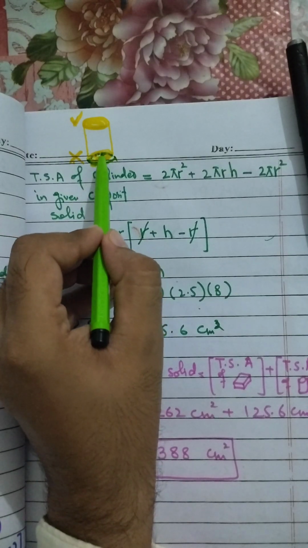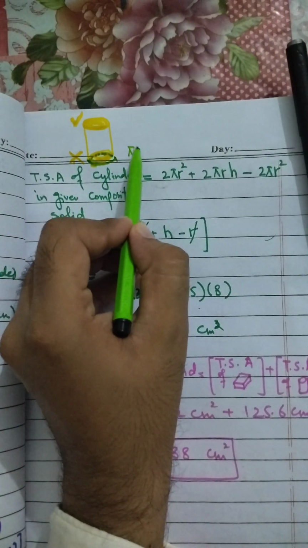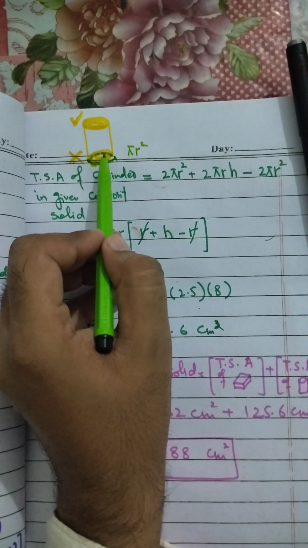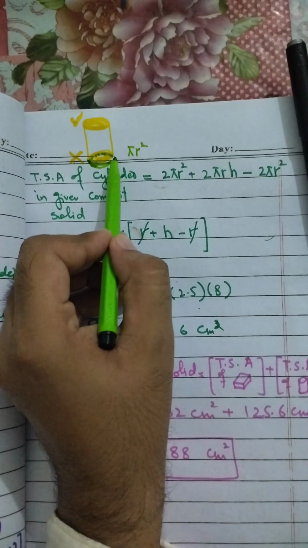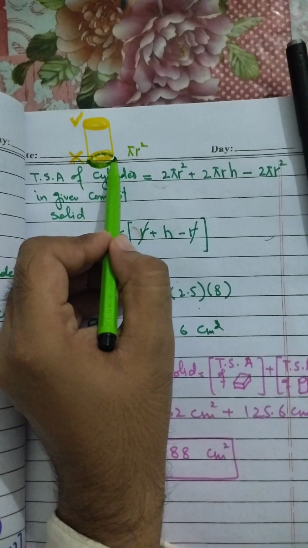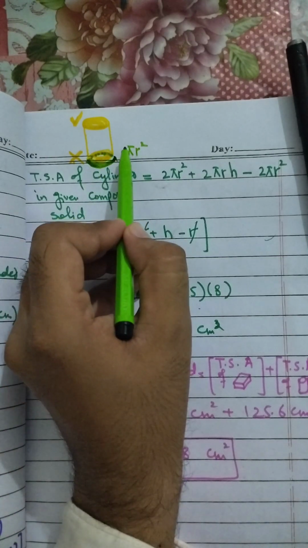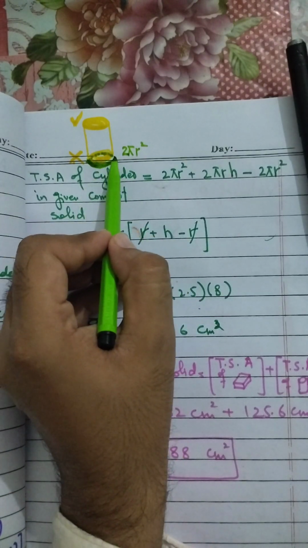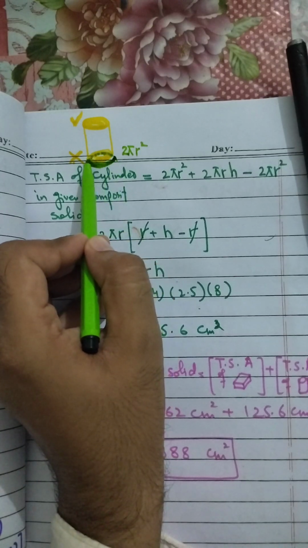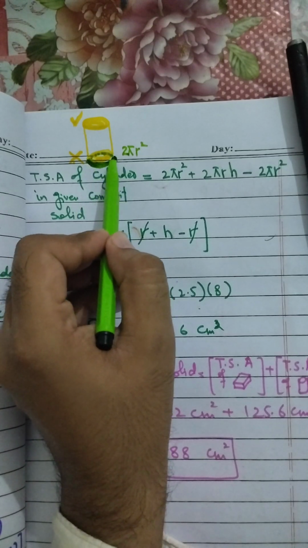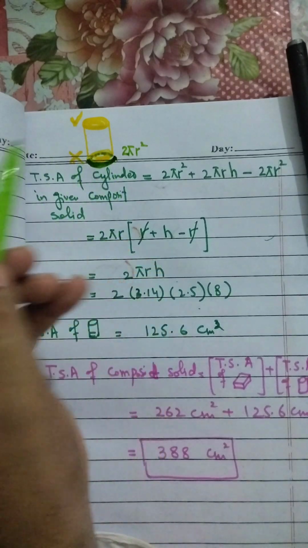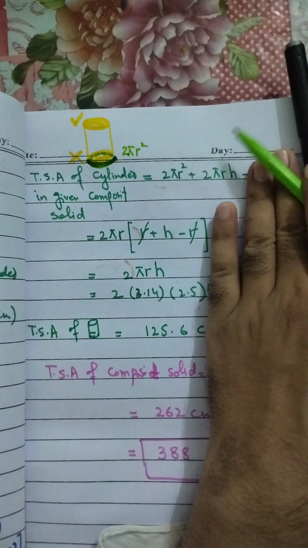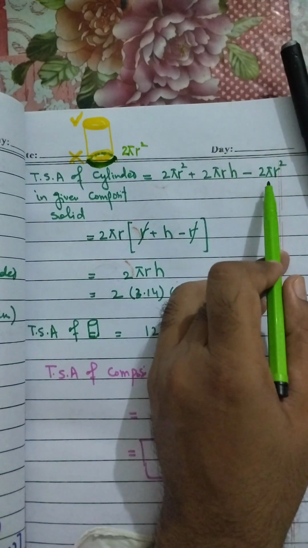Why? Because this portion is in contact with the top of the cuboid. So it is pi r square for the base, the bottom of the cylinder, and again this area is covered by the top of the cuboid, so again pi r square. So 2 pi r square shouldn't be counted. We can't add it into the final total surface area. That's why we write it here: till here we write the formula for the total surface area, but we subtract it.